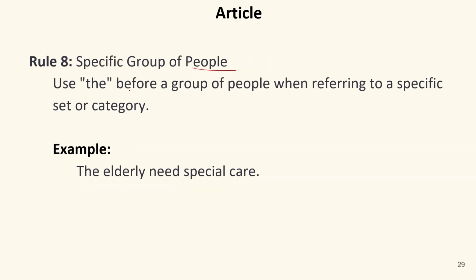Specific group of people, use the before a people referring to a specific set or category. The elderly need special care. It means we are talking about all those who are elders. The blind. Now blind, we are talking about only those persons who are blind. So the group, when we are making an adjective a noun, they use the definite article.